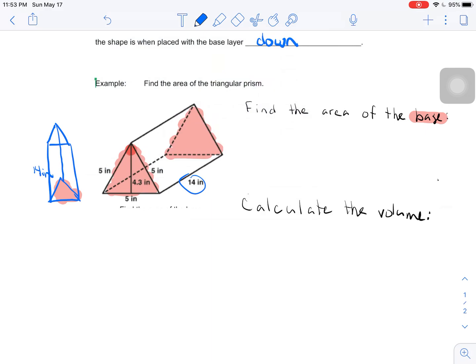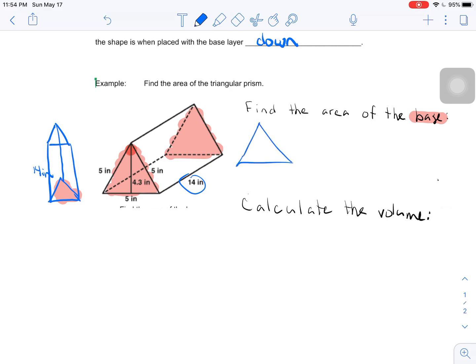So the very first thing we're going to do is figure out the area of that base layer. Since our base layer is a triangle, we need to find the area of a triangle. And remember, we learned a triangle is half of a parallelogram. So we can do base times height for the triangle, but then we're going to have to divide it by 2 because we only want half of the parallelogram.